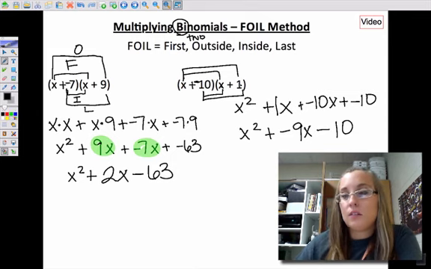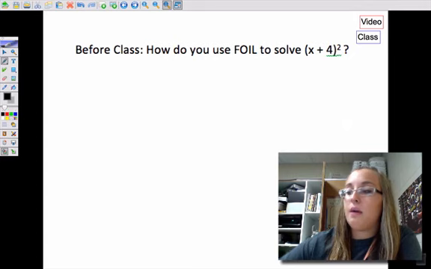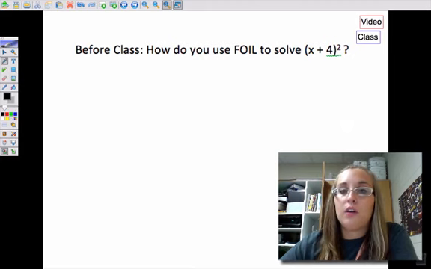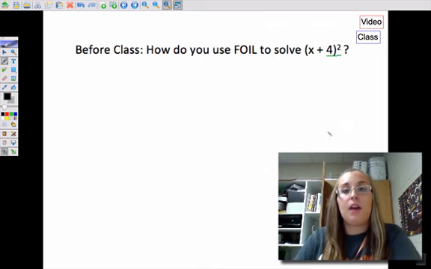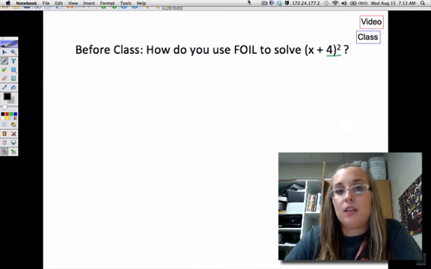All right? So here's what we want you to think about before class. Before class, we want you to think about how you could use FOIL to solve x plus 4 to the second power. So write about how you would use FOIL to solve it, and then go ahead and solve it out for me. Okay? So go ahead and multiply out once you've figured out how you're going to use FOIL to do x plus 4 to the second power.